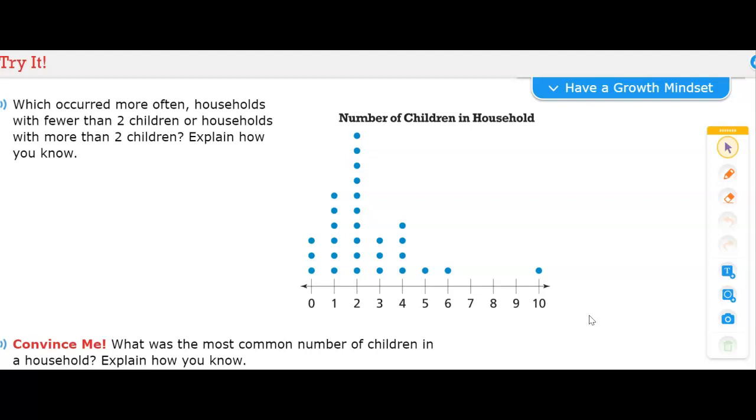And that's how we know, because we counted the number of households that had less and the number of households that had more, and the ones that had more were more than the ones that had less.